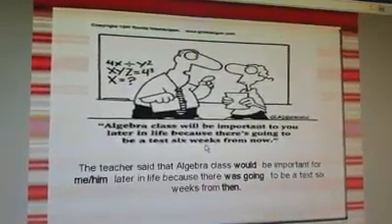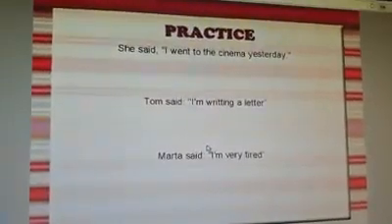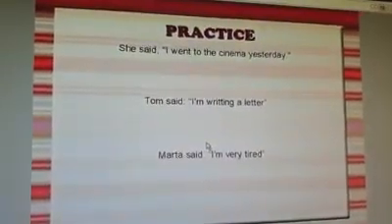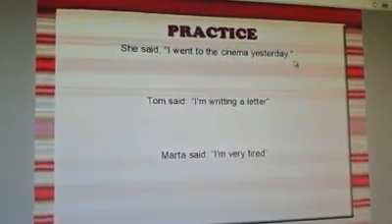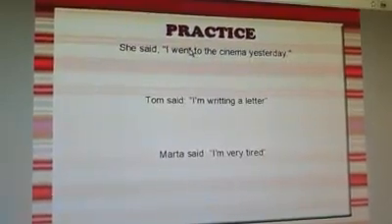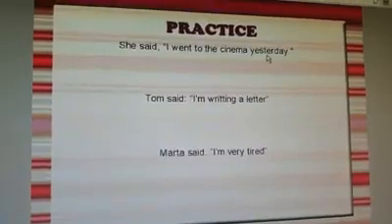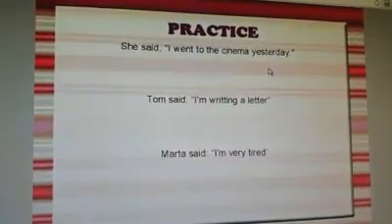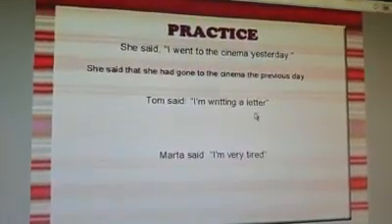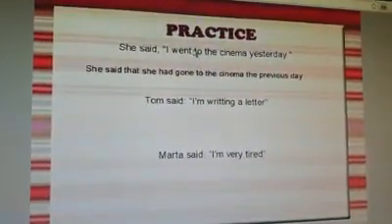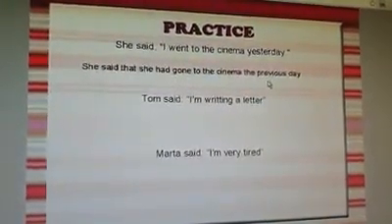Here there is another example about what we saw in the first table. Let us practice. She said, "I went to the cinema yesterday." Please pay attention to the quotation marks in the direct speech. The verb tense went is in past simple and the time expression is yesterday. So how are we going to change it? Let us see. She said that she had gone to the cinema the previous day. So went changed into had gone, while yesterday, the previous day.